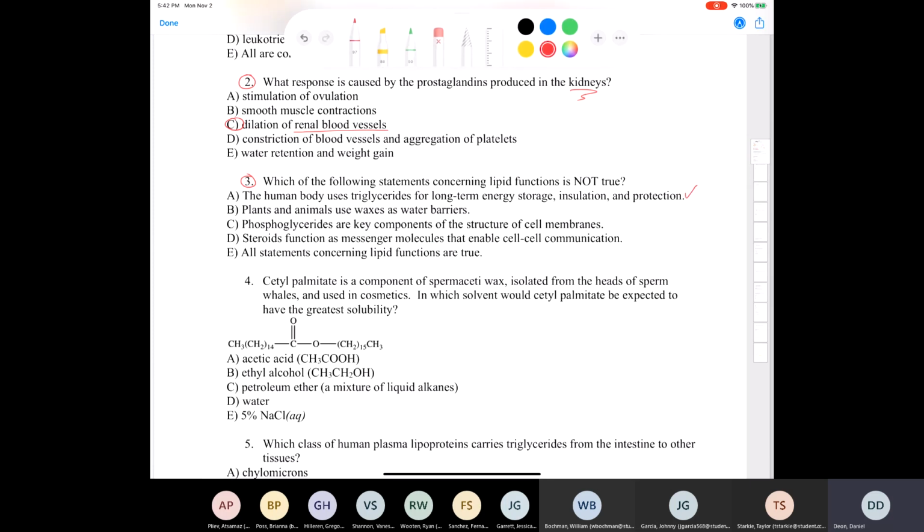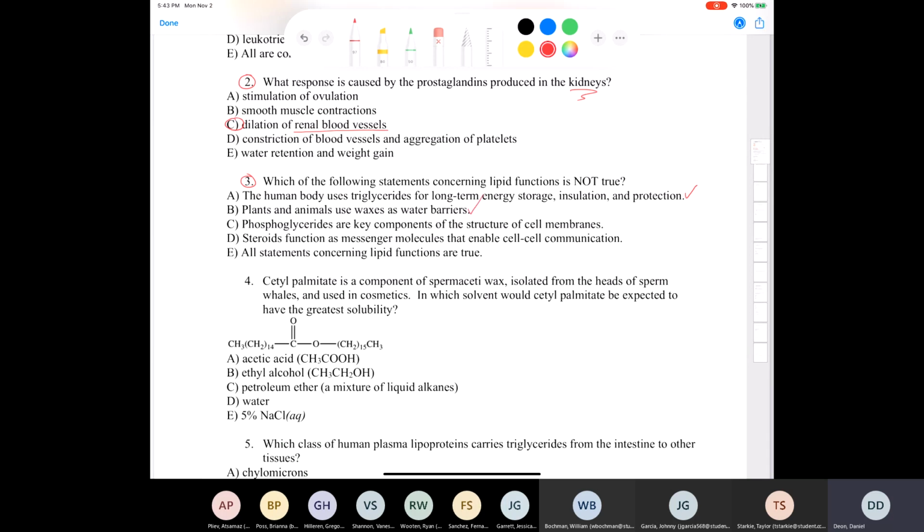Plants and animals use waxes as water barriers. If you think about the expression water off a duck's back, the reason why water runs off of a bird's feathers is because of a waxy coating on feathers. The same thing applies to a tree leaf. If you've ever been in a rainstorm and looked at water on a leaf, it usually forms these bubbles, and that's because there's a wax coating on the leaves.